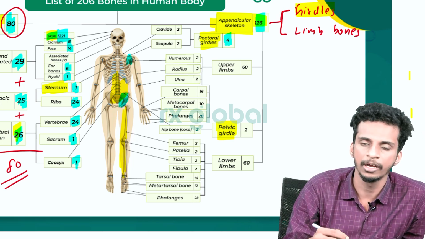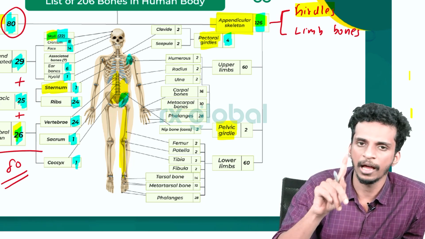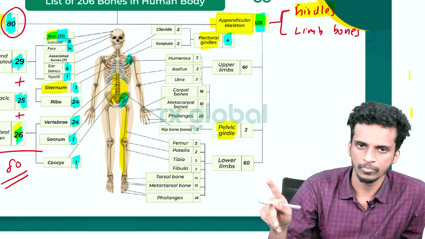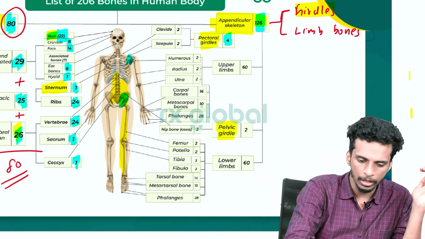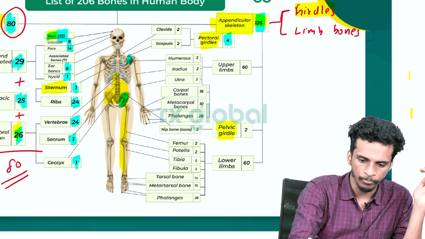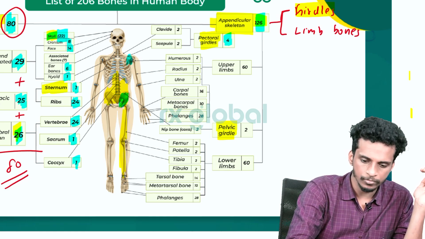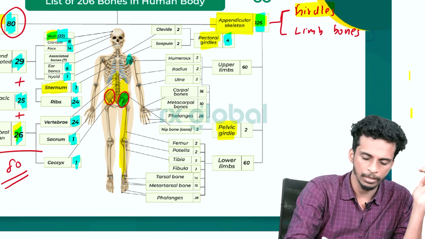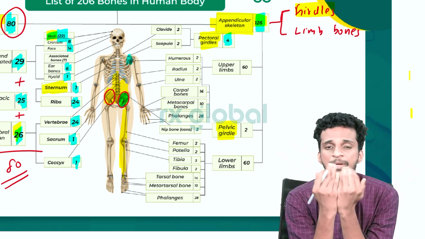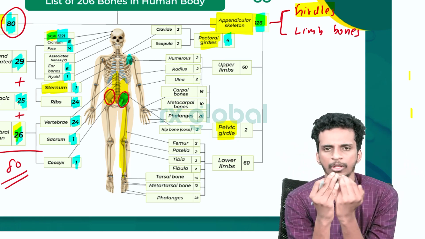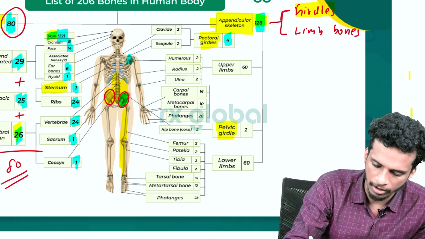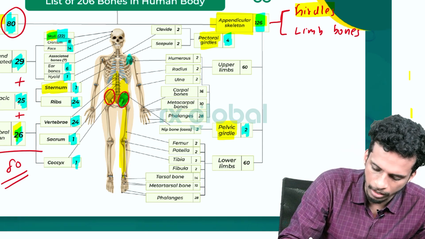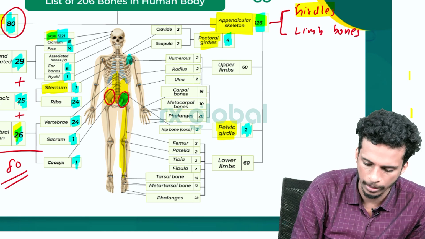Now coming to the pelvic girdle. In the pelvic girdle, you will only have one hip bone on either side. We have 2 hip bones. This is my first hip bone, this is my second hip bone, and they fuse at the center, which makes the pubic symphysis. You are familiar with all these terms, I know that. So we have 2 hip bones in the pelvic girdle.